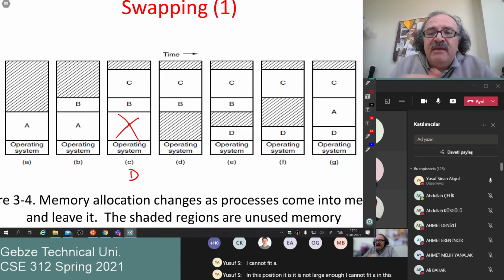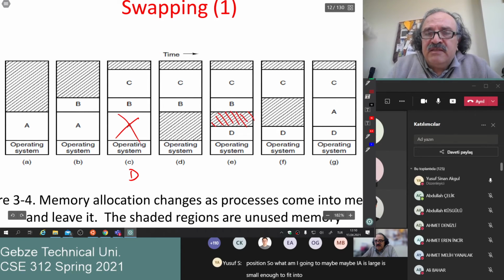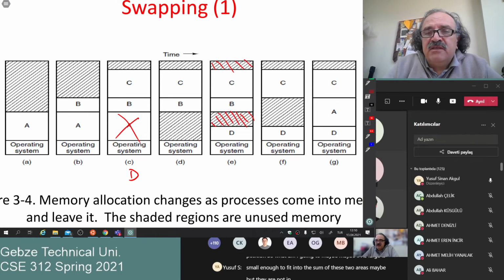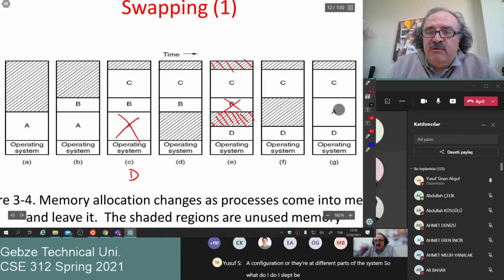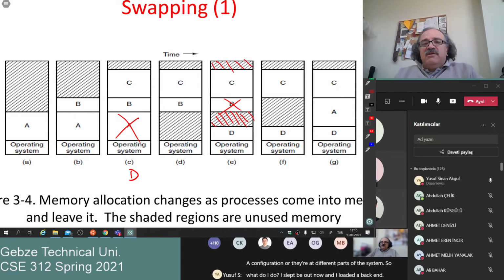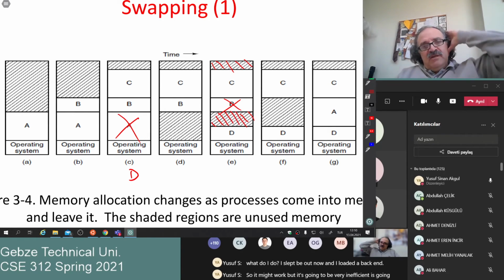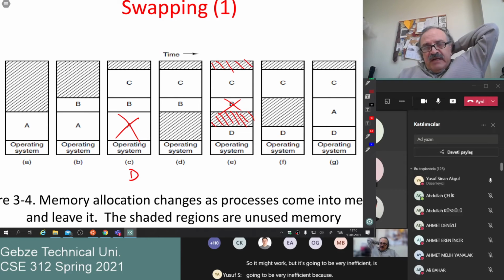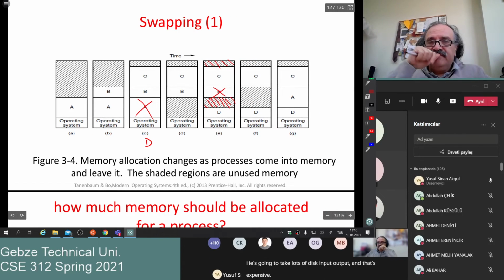Maybe A is small enough to fit into the sum of these two areas. Maybe, but they are not in a contiguous configuration. They are at different parts of the system. So what do I do? I swap B out now, and I load A back in. So it might work, but it's going to be very inefficient, because switching between programs is going to take lots of disk input output, and that's expensive.